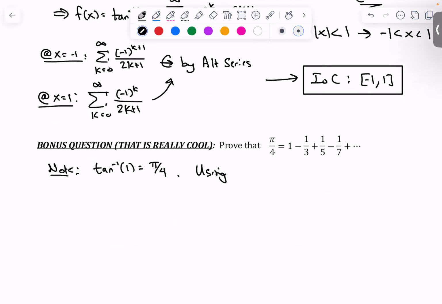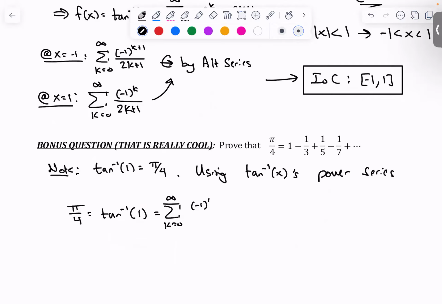Using tangent inverse of x's power series, we have that pi over 4, which equals tangent inverse of 1, is equal to the series from k equals 0 to infinity of (-1)^k over 2k plus 1 times 1^(2k+1). But 1^(2k+1) is just 1. And so let's start writing out the terms and see if it lines up.